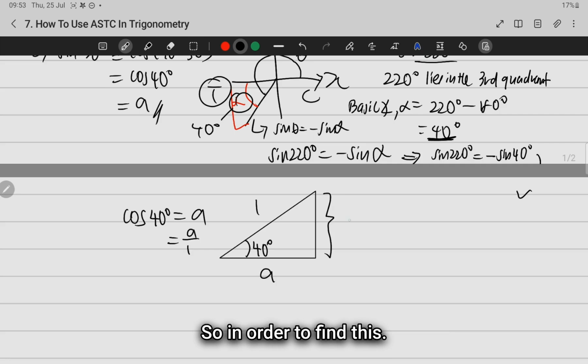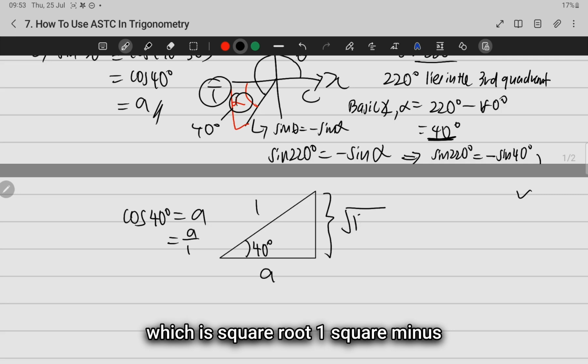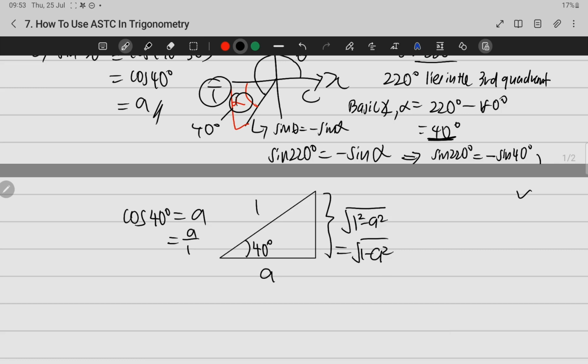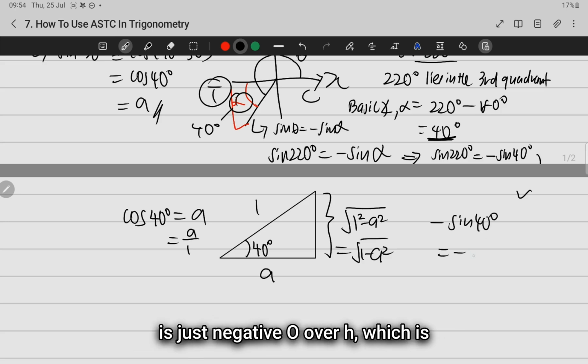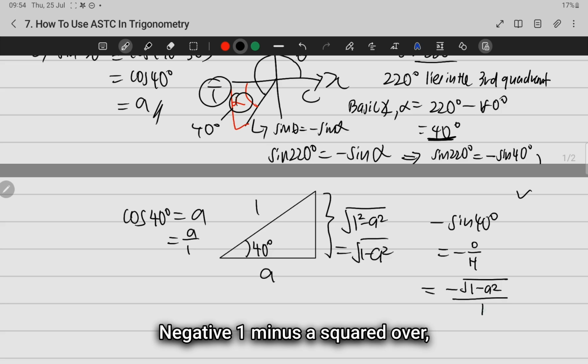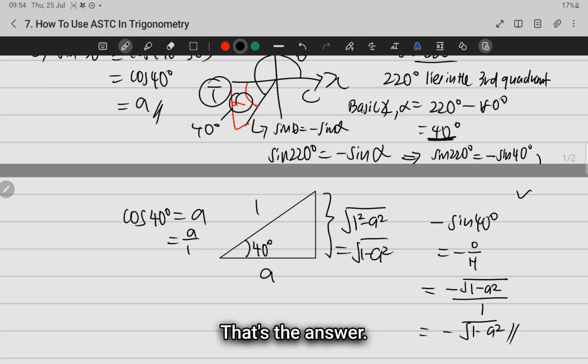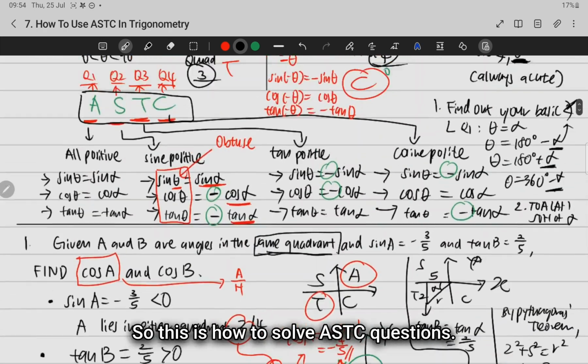So in order to find this, we just use Pythagoras theorem, which is square root of 1 squared minus A squared, which is square root of 1 minus A squared. And therefore, negative sine 40 degrees is just negative O over H, which is negative square root of 1 minus A squared over 1. And it's negative square root of 1 minus A squared. That's the answer. So this is how to solve ASTC questions.